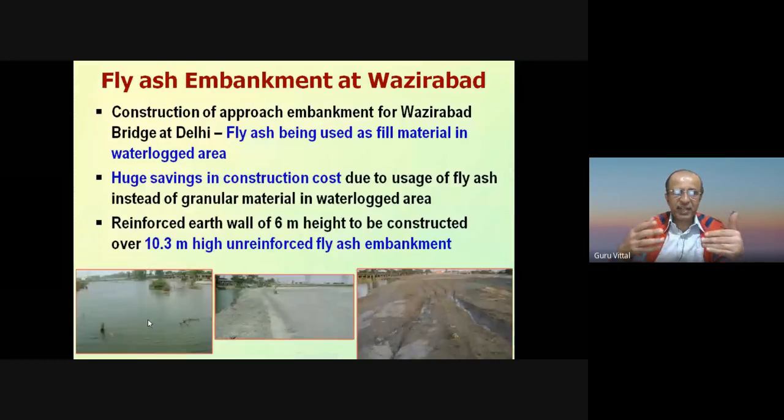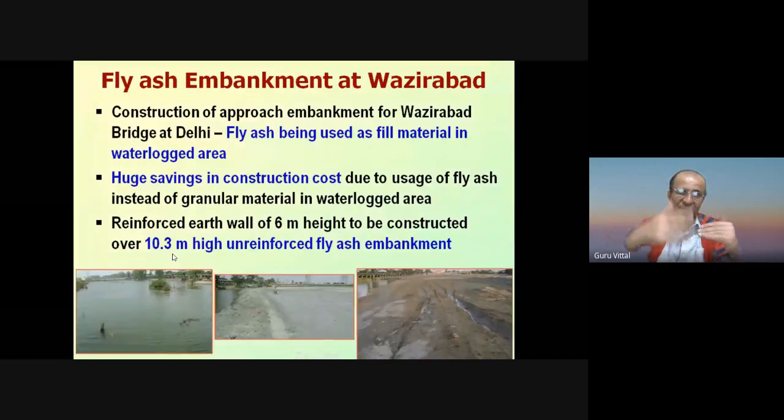We investigated using pond ash itself. The pond ash is a non-cohesive material, and of course the particle size may be smaller, but it's a non-cohesive, non-plastic material also. So why not back dump pond ash itself? This was the idea, and you can see that the back dumping of ash was done, and then when the level had come up, the normal type of embankment was constructed, and above that, even a reinforced earth wall has been constructed. So there is a total of 10.3 meter height unreinforced embankment, and above that a 6 meter height wall is also there.